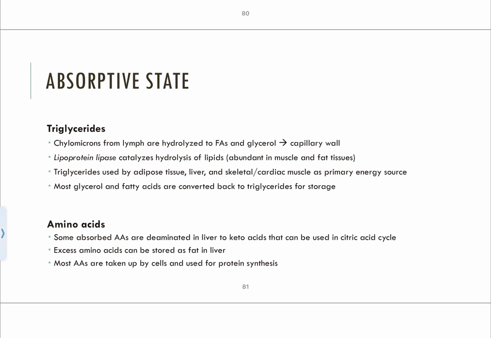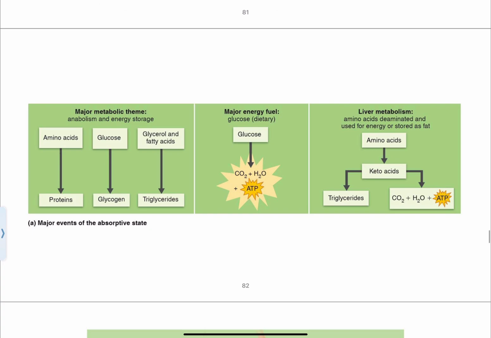Amino acids, so absorbed amino acids are going to be delivered to the liver. That's where deamination is going to occur, where we get our keto acids. Our keto acids can then enter into the citric acid cycle in order to make ATP or energy. Alternatively, they can be converted in the liver into fat. Most of the amino acids are taken up by cells and are going to be used by protein synthesis.